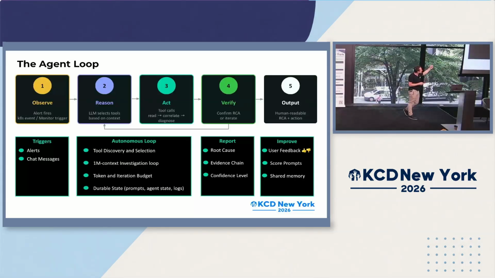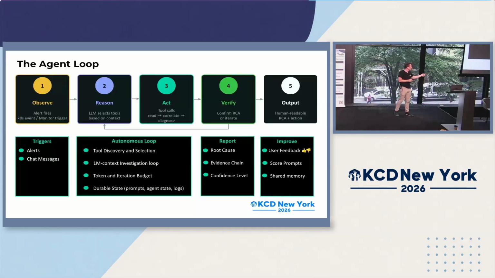So it will be an agent that can start reasoning. It will understand based on the context which tools to use with which parameters. Then based on the response of the tools, it can act and then verify the root cause. And it can iterate several times.